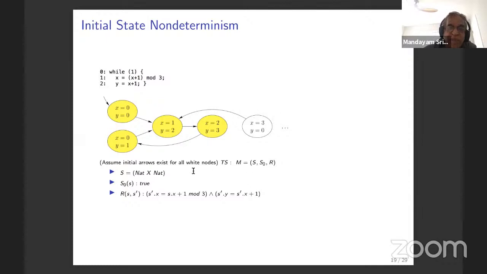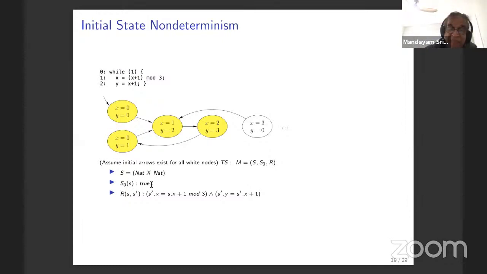So how do you capture that? That is what this is saying. S naught of S is now defined as true. True denotes the entire set. True is true of every possible state, right? Therefore, it includes the entire tuple. Is that clear?